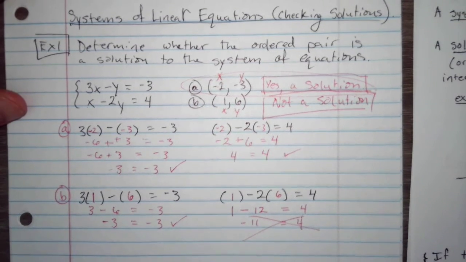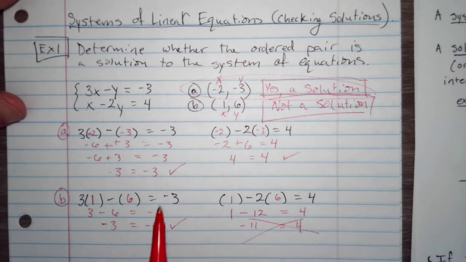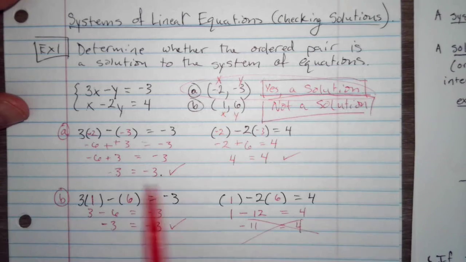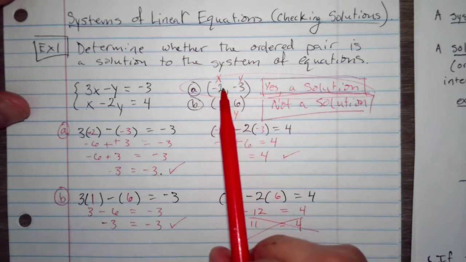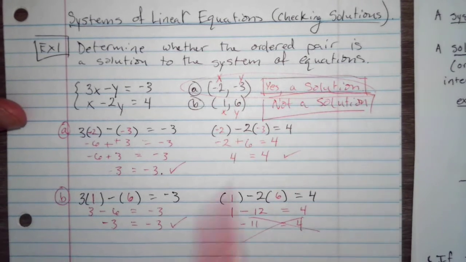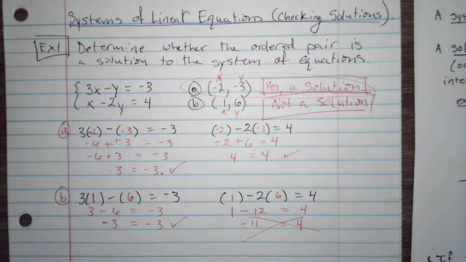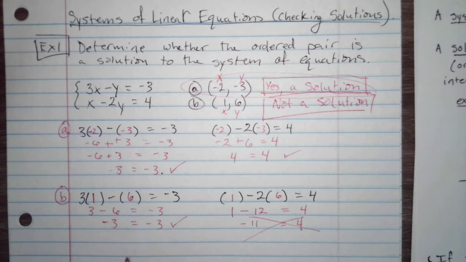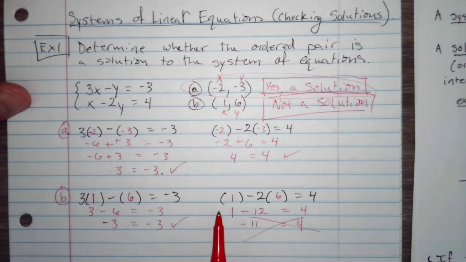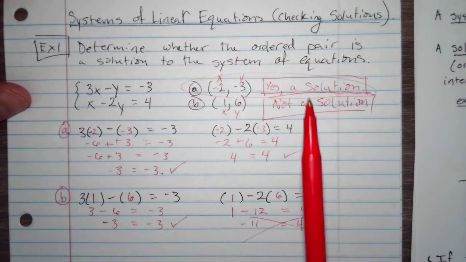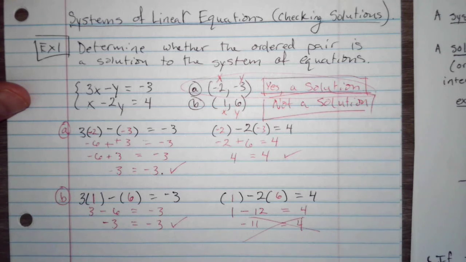And that's all you're doing for this assignment. You're just plugging them in. If you get something that's true for both equations, then whatever you plugged in is a solution. Both of them have to be correct for it to be a solution. Both of them have to make true statements. 4 equals 4 is true. Negative 11 equals 4 is not true. And they both have to be true to be a solution. Otherwise, it's not a solution. And that's it.